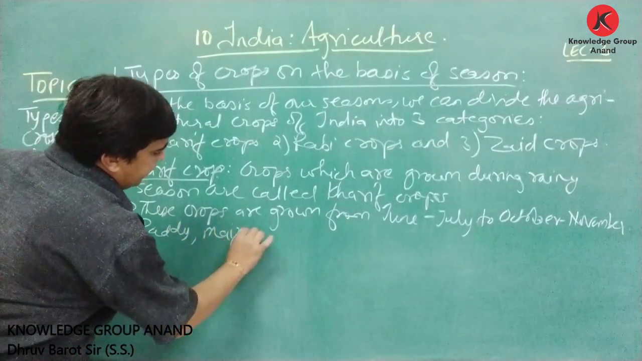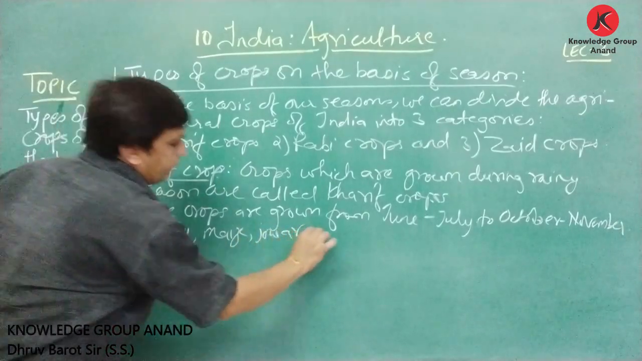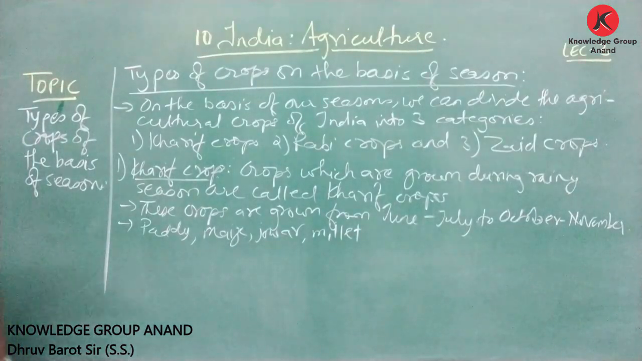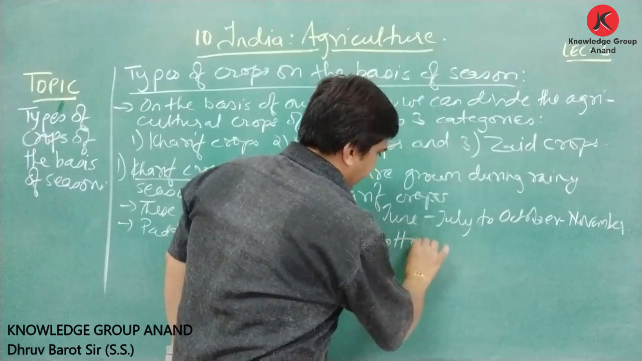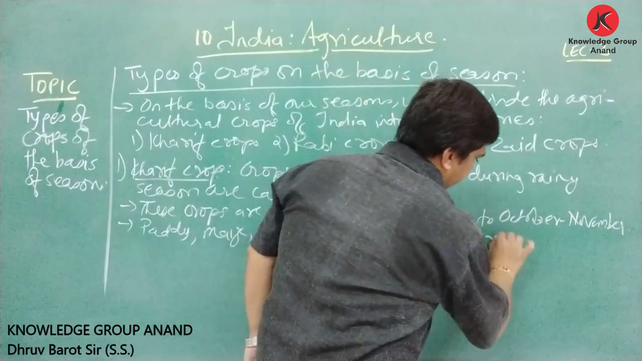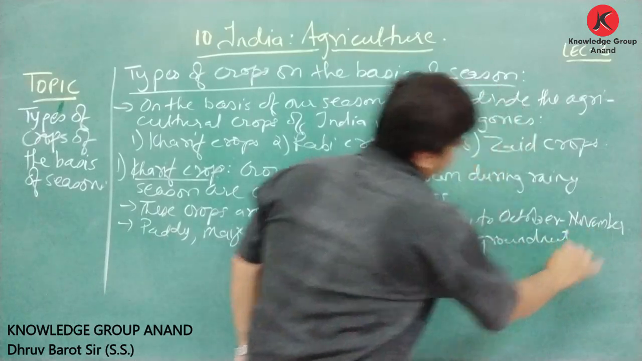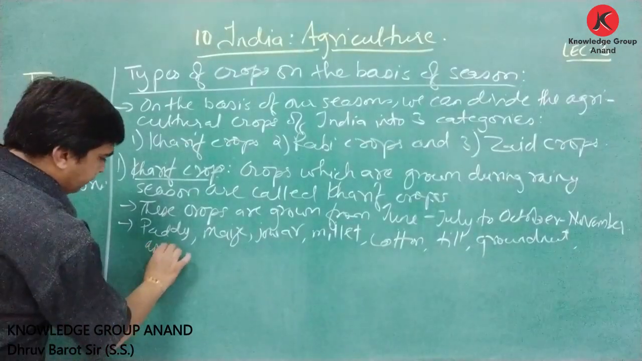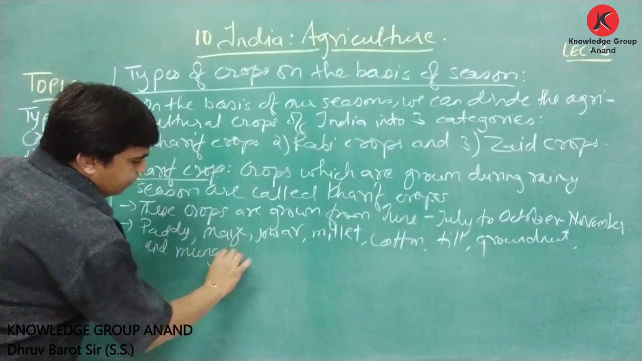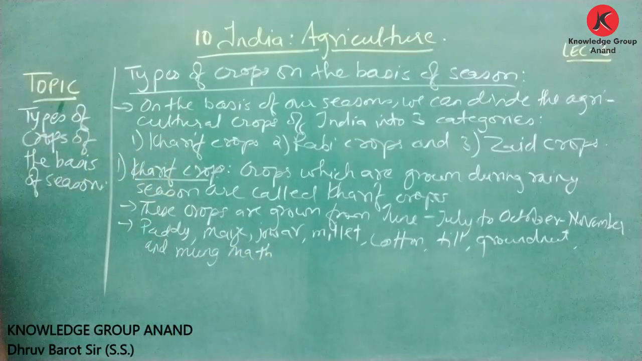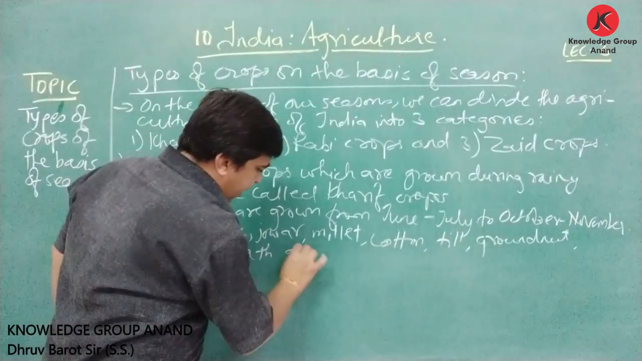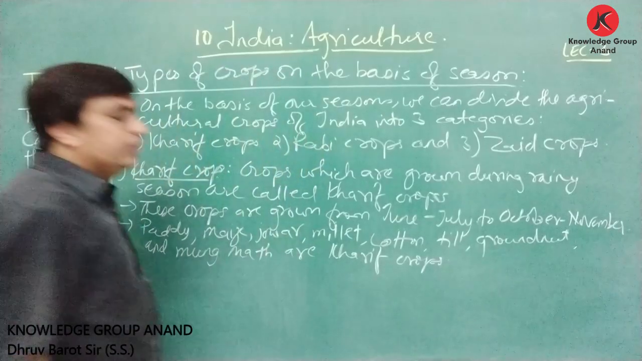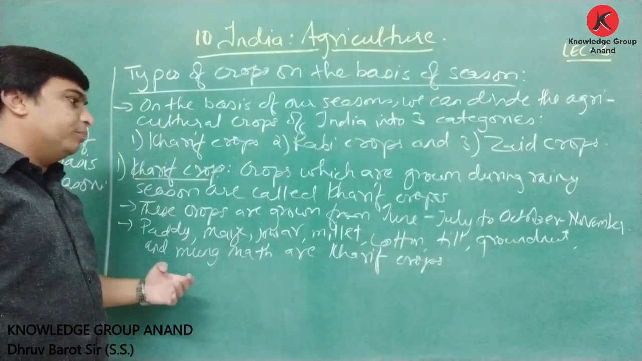Paddy, maize, jowar, millet, cotton, til, groundnut, and mung. These are Kharif crops. These all crops are considered Kharif crops.